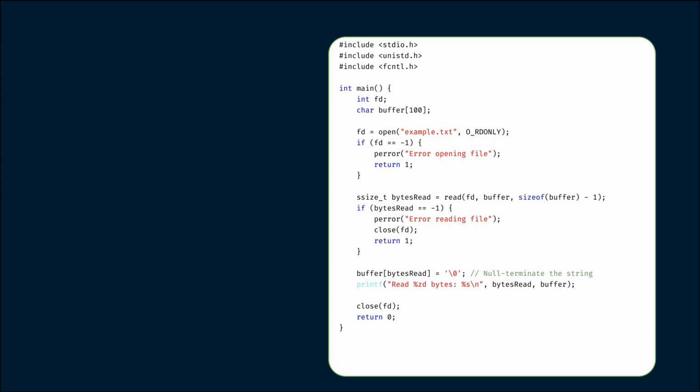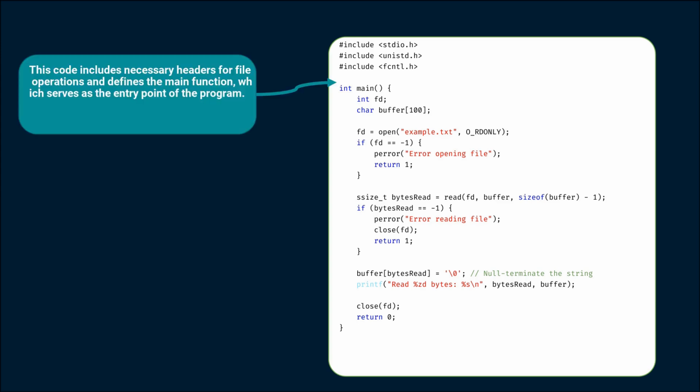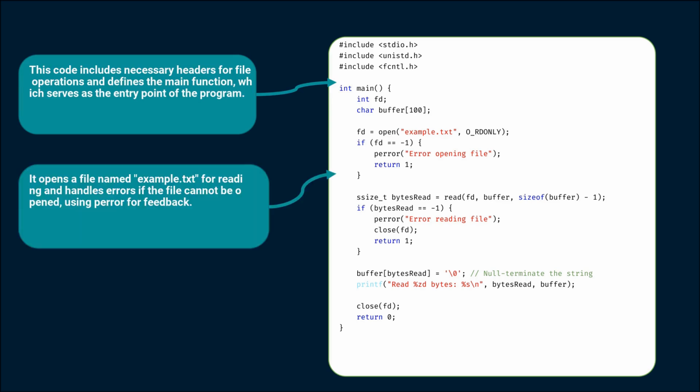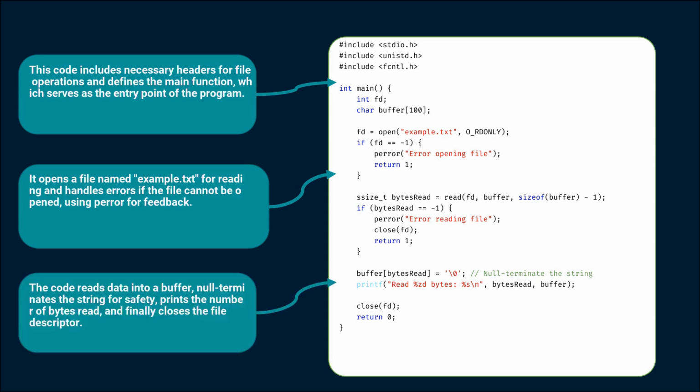Now let's take a look at a practical example of reading data from a file using system calls in C. In this code, we start by including necessary header files that provide access to standard I/O, Unix standard functions, and file control definitions. We declare an integer file descriptor, fd, to hold the reference to the opened file, along with a character array buffer to store the data we read.